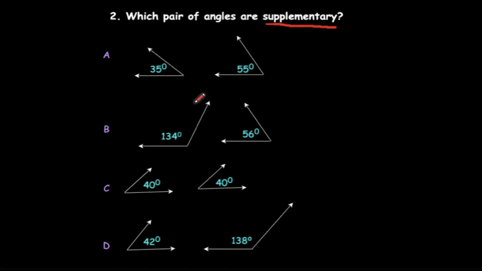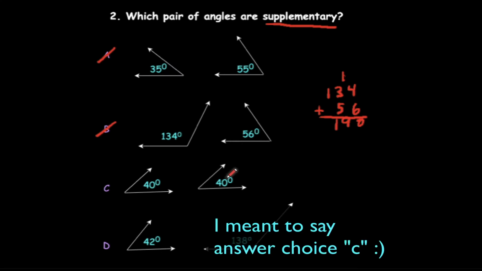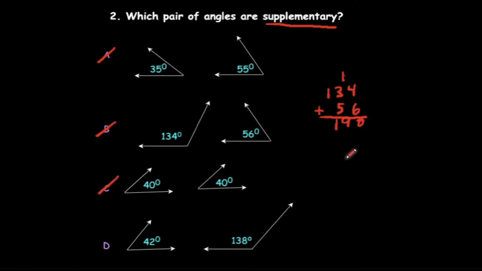Let's take a look at 134 degrees and 56 degrees. Let's add these two values together. 134 plus 56, that's 190 degrees, so that doesn't fit the description. Let's take a look at the next choice. We have 40 degrees plus 40 degrees, which is 80 degrees. That doesn't match the description. And last but not least, let's add 138 degrees and 42 degrees together. And that is 180 degrees. So answer choice D is the correct answer choice here.